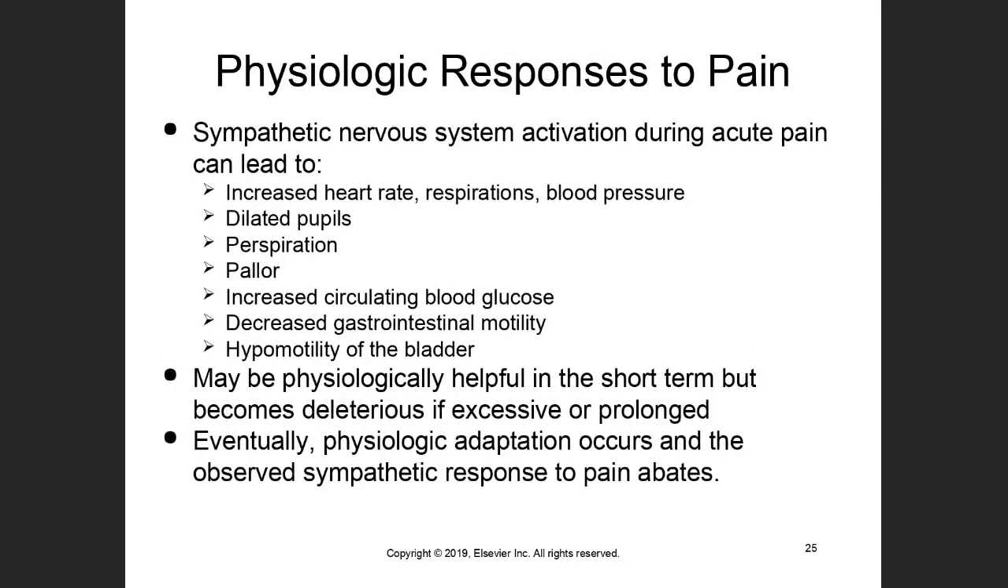Physiologic response to pain. The sympathetic nervous system activated during acute pain can lead to increased heart rate, respiration, blood pressure, dilated pupils, perspiration, pallor, and increased circulating blood glucose. May be physiologically helpful in the short term, but becomes deleterious in excess over the long term. Eventually, physiologic adaptation occurs and the observed sympathetic response to the pain abates.